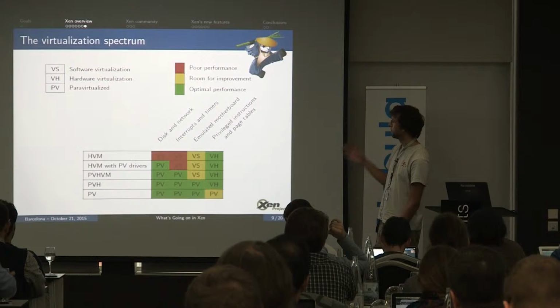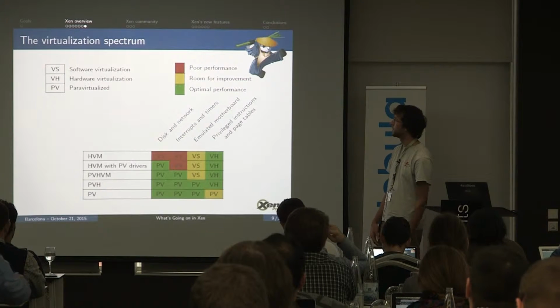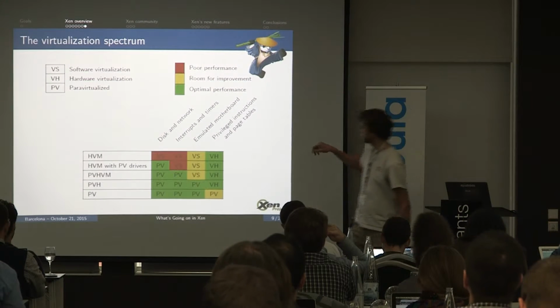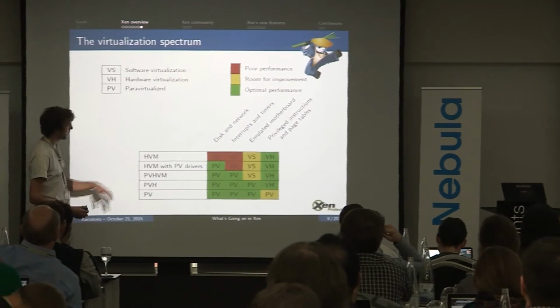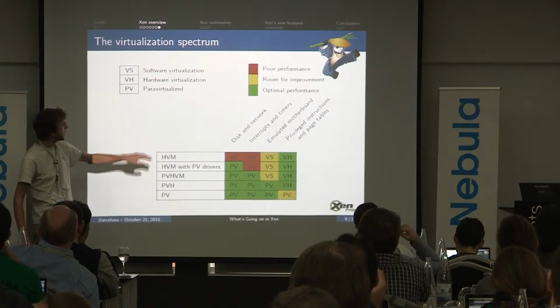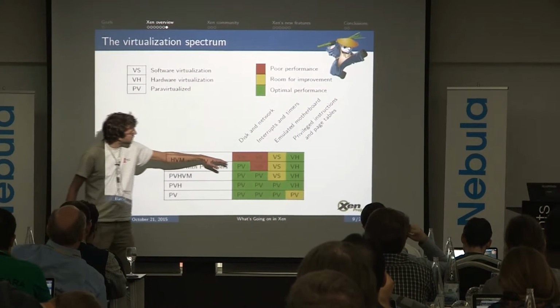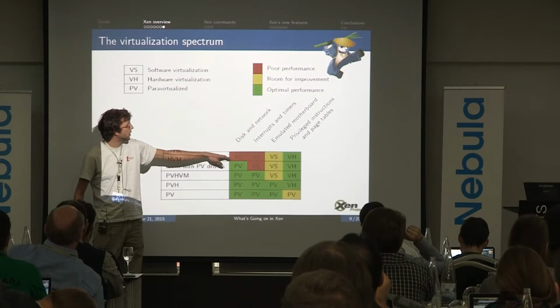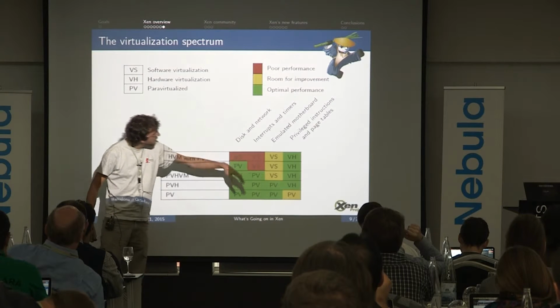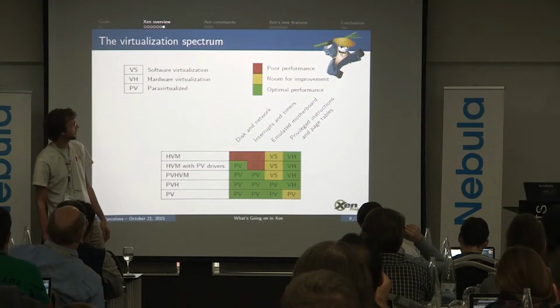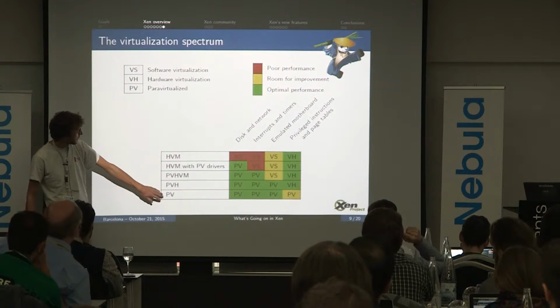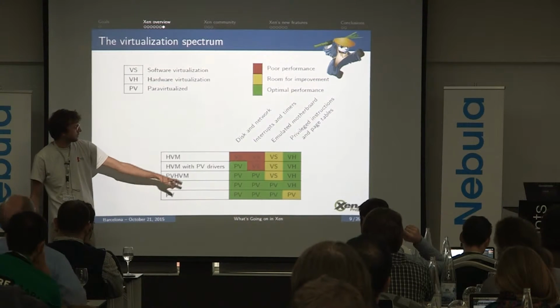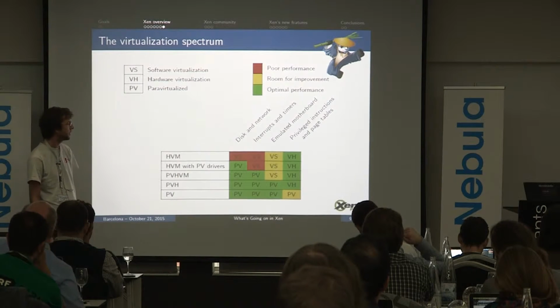So this is the full virtualization spectrum that we have on Xen. These are the kind of guests that we support. Here on top, we have HVM, which uses software virtualization or software emulation for mostly everything, except for the privileged instructions and the page tables that are virtualized by hardware. And then on the other end, we have PV guests that use para-virtualized interfaces for everything.